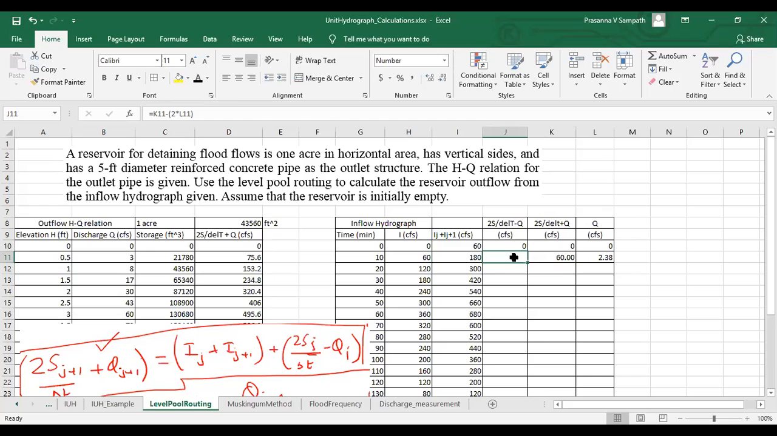Okay. So now look at what happens over here. This 2s by delta t minus q, now I have to compute it for the jth time step. Since I have moved to the j plus 1th time step, this row will become the jth time step, right? So just look at the formula over here. What is this formula? 2s by delta t minus q at the jth time step is simply 2s by delta t plus q minus 2 times q. You see this K11, which is 2s by delta t plus q minus 2 times q. Is this okay?